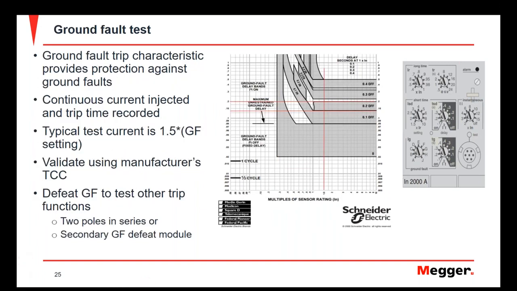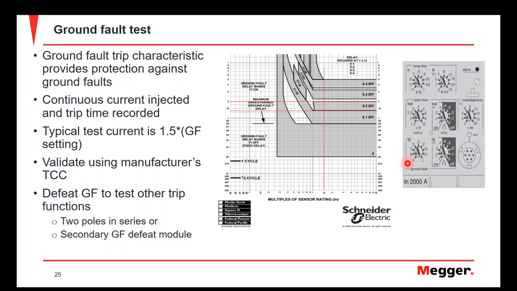So a function that we haven't really talked about yet is the ground fault function. And the ground fault function is tested similar to the long time and the short time function in that you're going to test it with a continuous current source. However, it's going to have its own set of pickup points, and you're going to have to refer to the manufacturer literature for the trip unit or breaker that you're testing to find out what that is. You can see here with this trip unit that they don't give you a numerical value to represent what the settings are for ground fault. They're represented by letters.